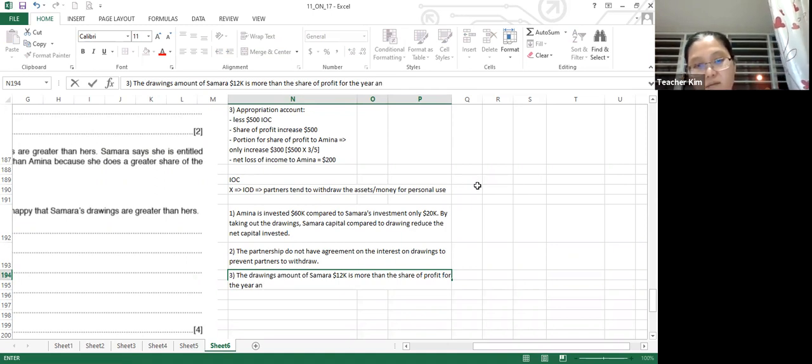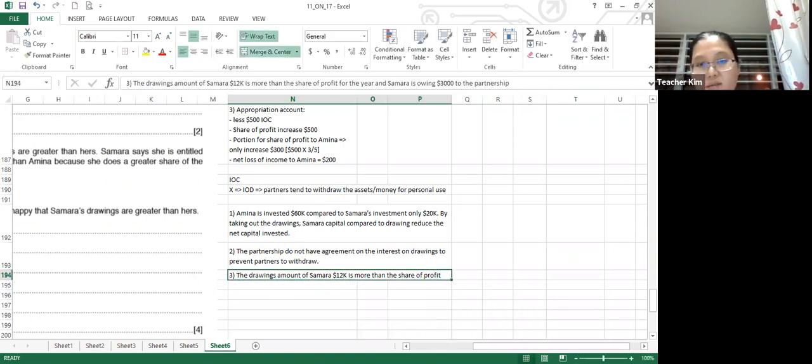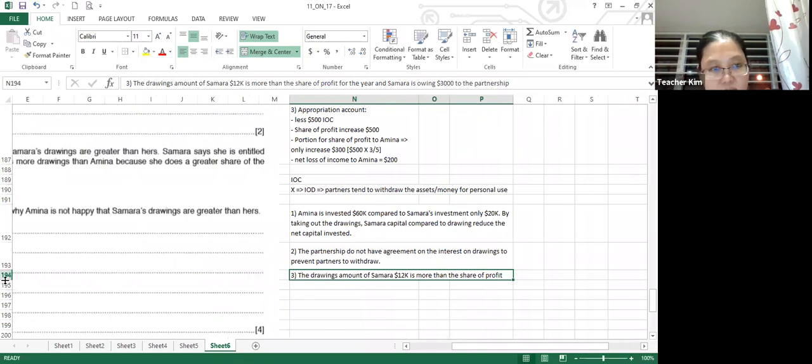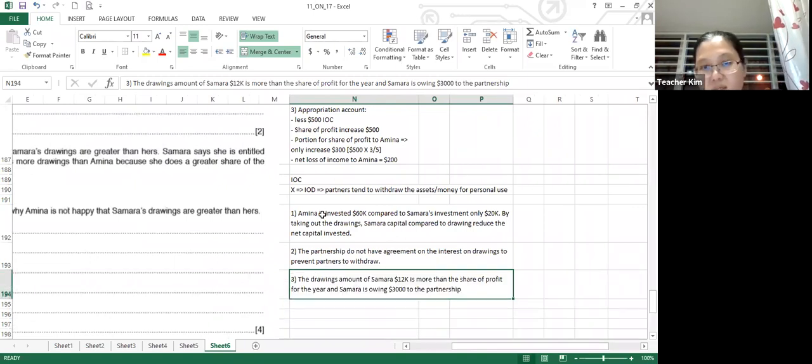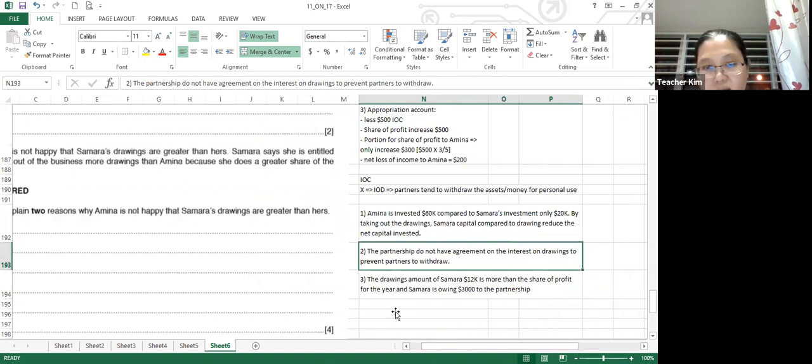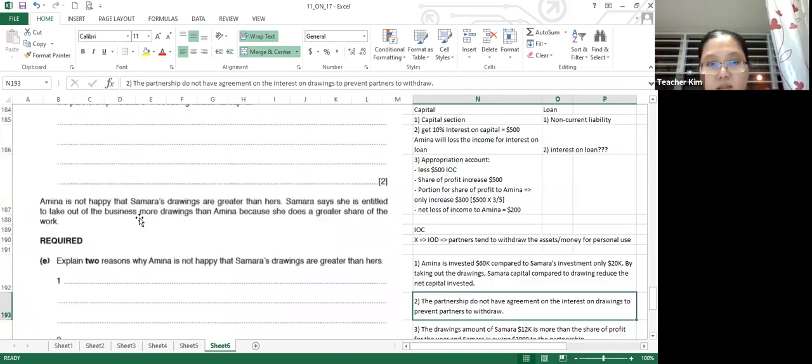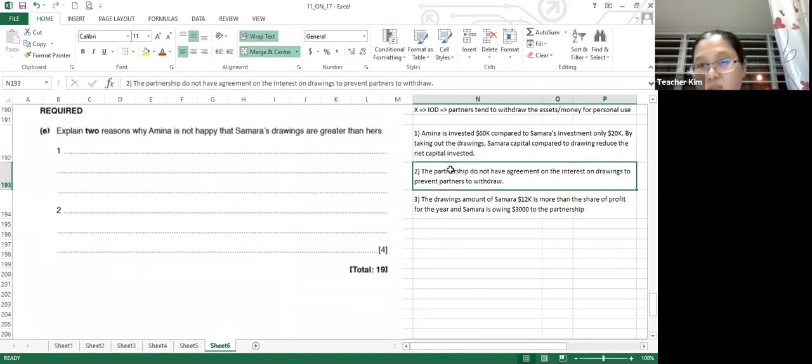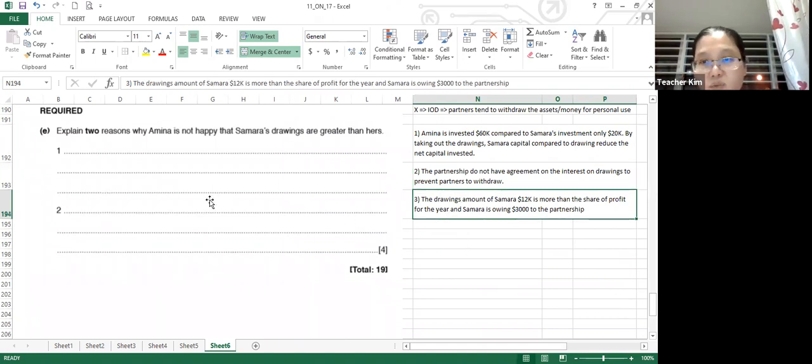And Shamara is owing 3,000 to the partner. So this is the cause Amina is not happy. So this could be the reason they can put in here. Okay, so for this one, these three, you can use it. Or if you can think of something logical, you can also put it in.